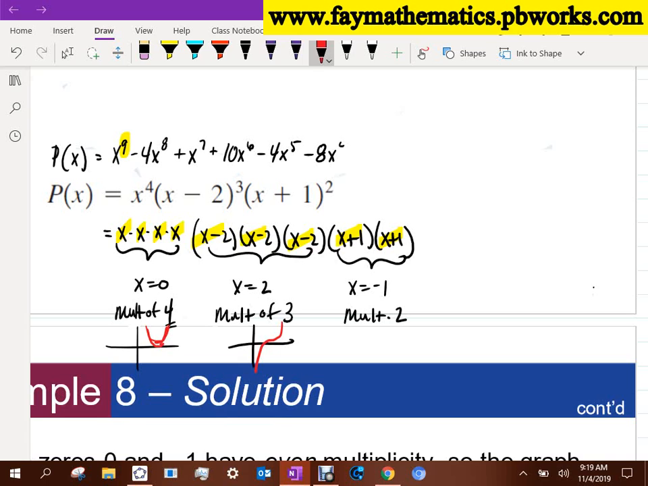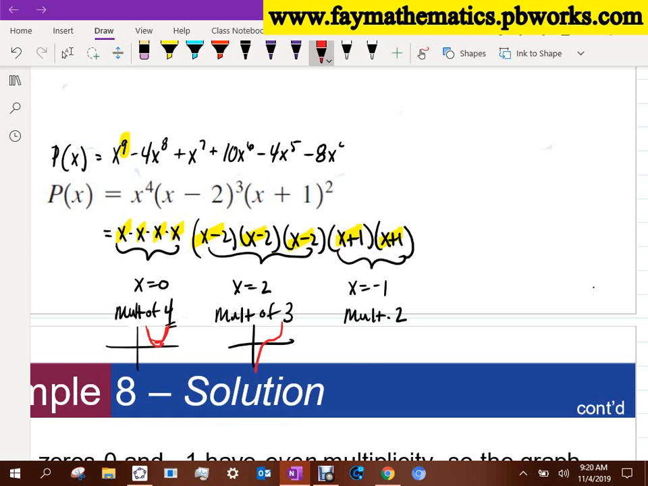Now the difference between the higher levels of even multiplicities, like a 2 compared to a 4, or a 4 compared to a 6, is that the higher the degree, the more that thing bottoms out. It looks more like a cup at the bottom. Does that make sense? A second degree looks very parabolic when it touches that 0.